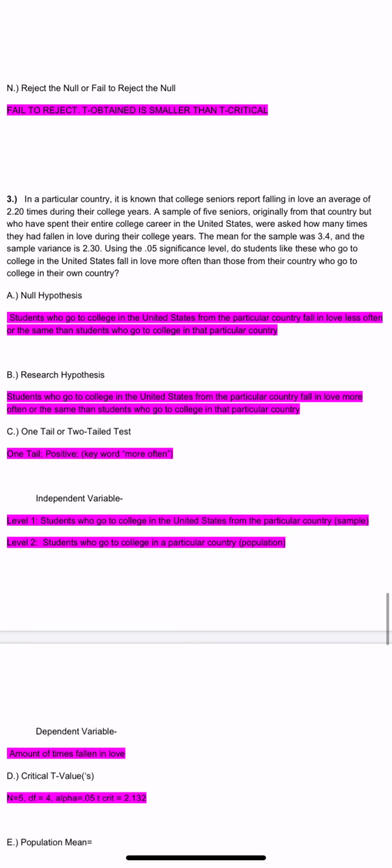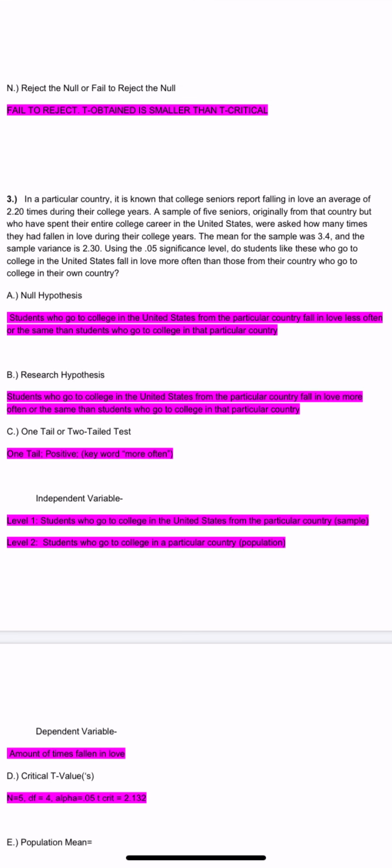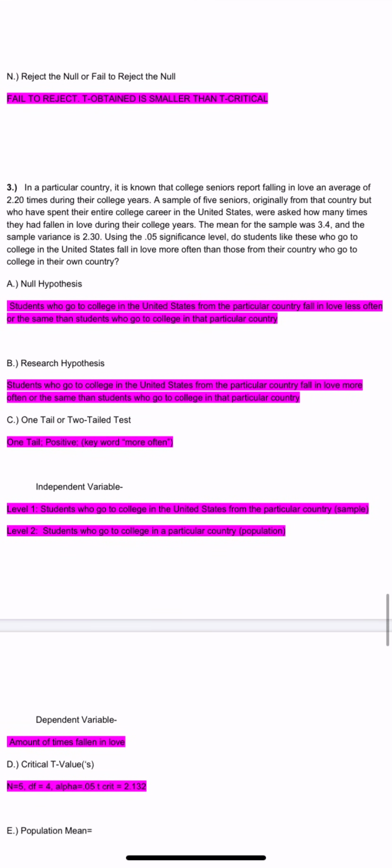All right, that is an error. It should not say "or the same," okay? Typo, my apologies. It should just say fall in love more often. So it should read, students who go to college in the United States from a particular country fall in love more often than students who go to college in that particular country. I will change that on the answer key as soon as this is over.